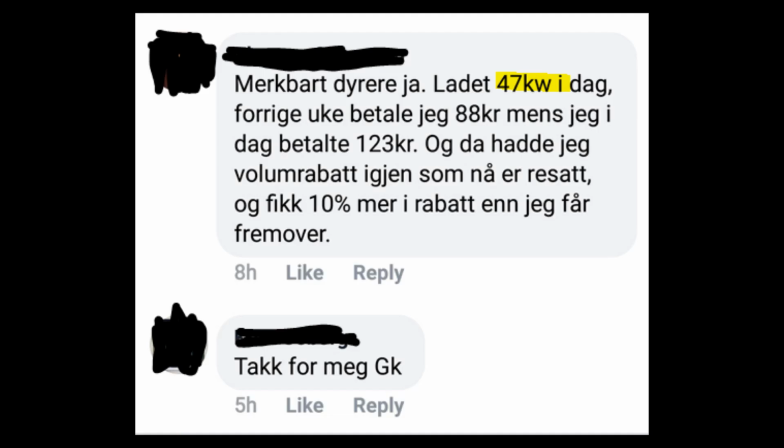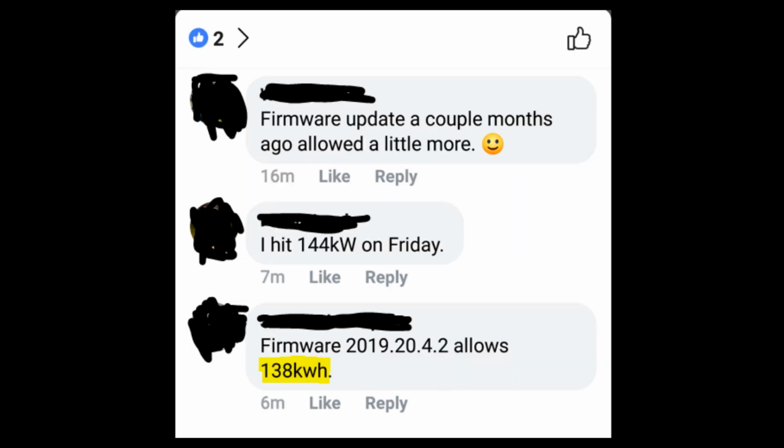All right, and then this guy, I think this is again they're discussing Grønn Kontakt after Grønn Kontakt raised the price. So there's been some discussion about it. This guy charged 47 kilowatt hours, of course, not 47 kilowatt. And then how much was it? And blah blah. Yeah.